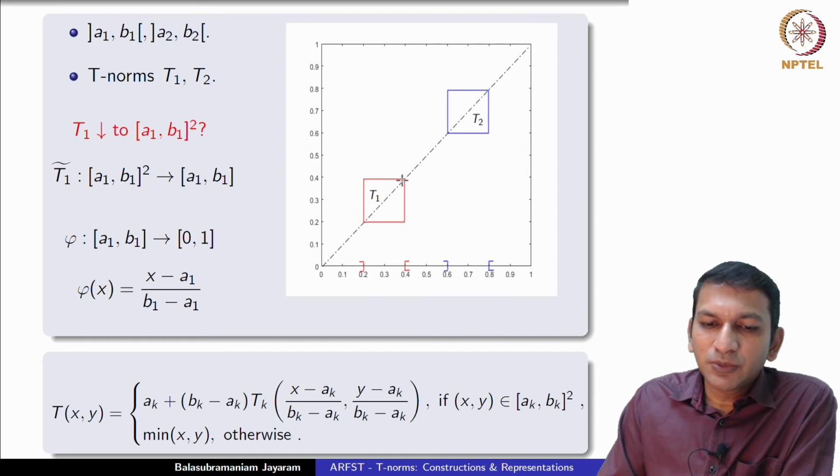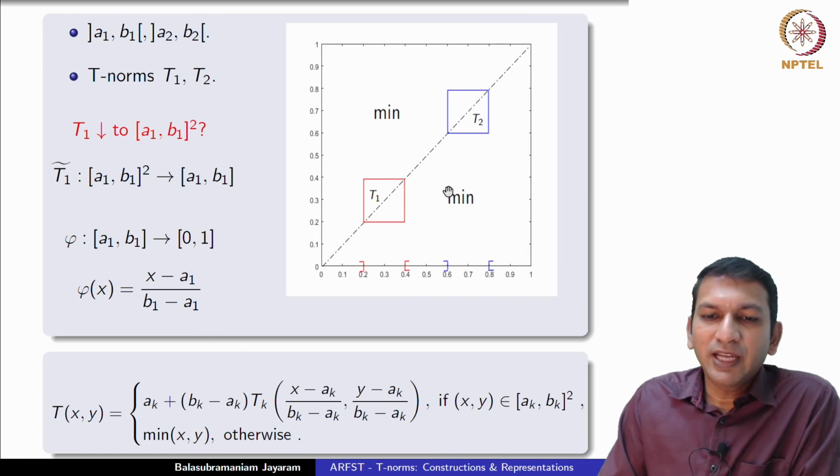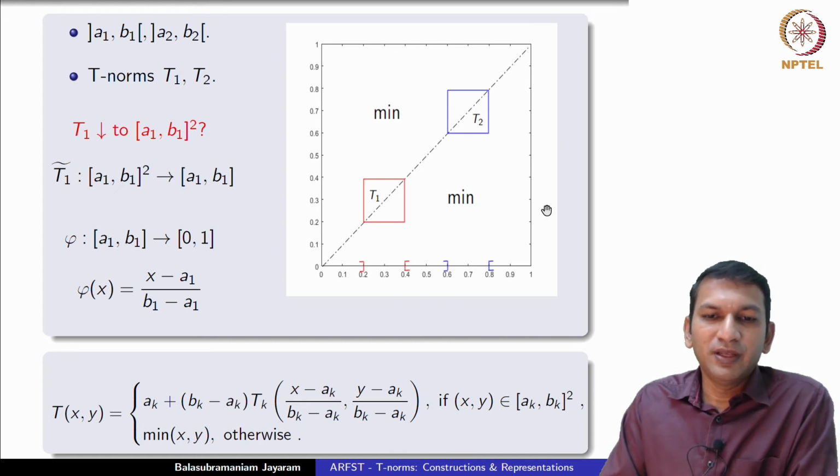Now what happens at this point? When both x and y are B1, that means this is 1, A1 plus B1 minus A1, which is B1, so at this point it is B1. So here it is A1, and here it is B1. So based on this, for the rest of the domain, we can allocate it to the minimum T-norm.